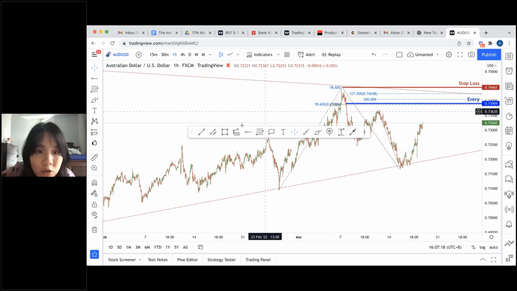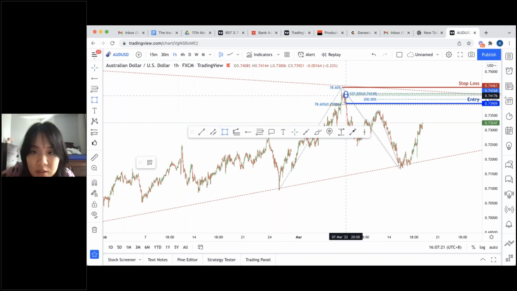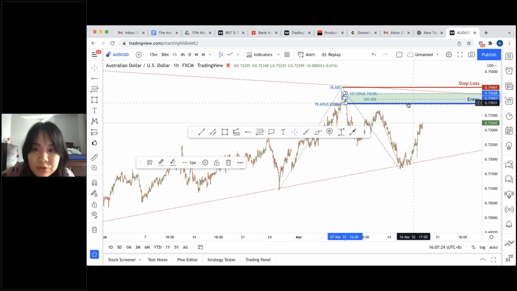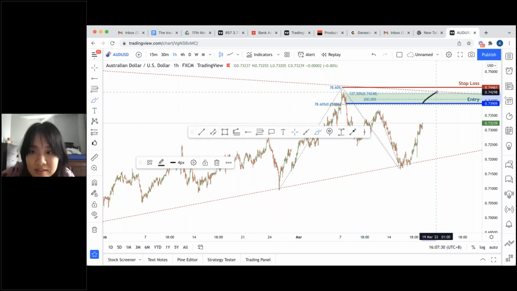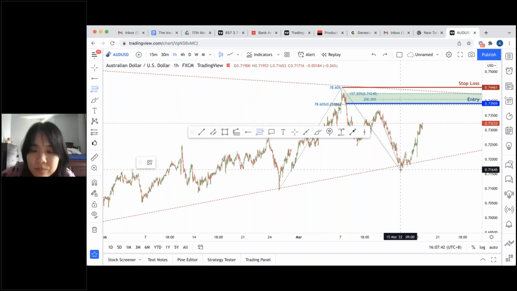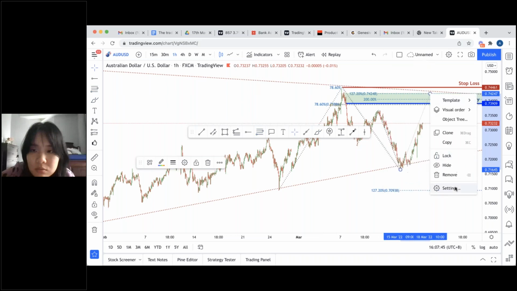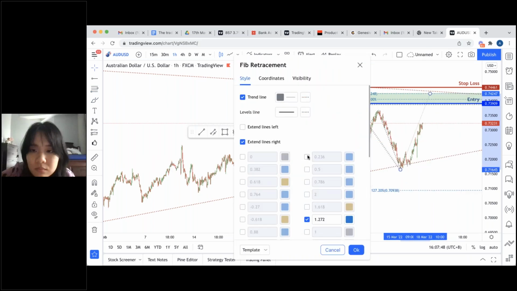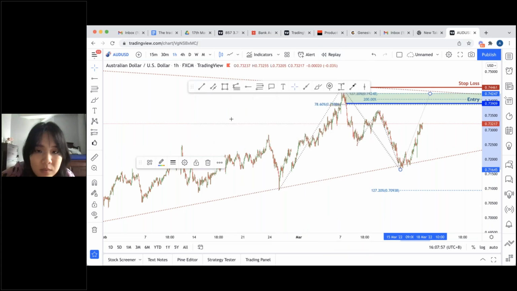So I think for the short, there will definitely be a reaction here, especially at this level of entry. I would expect price to maybe make a small turn here, test this trend line, and go down. If you want to play safe, you can just play the reaction towards the support level, which is here. I think here is a nice support level.